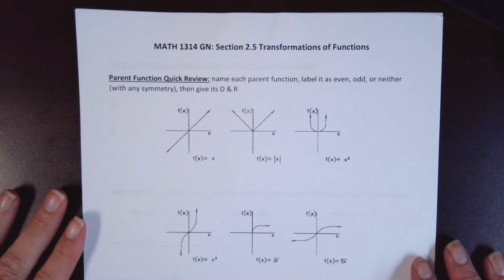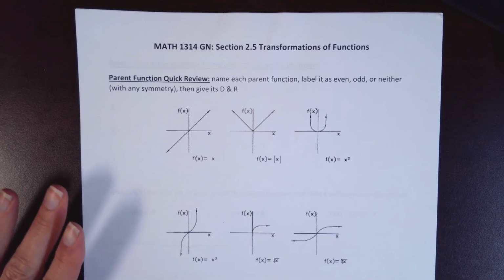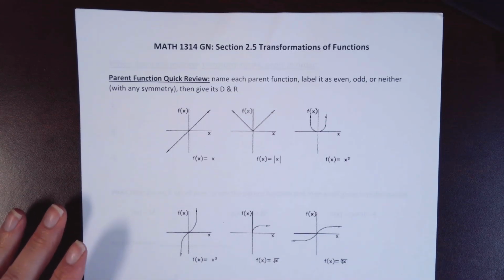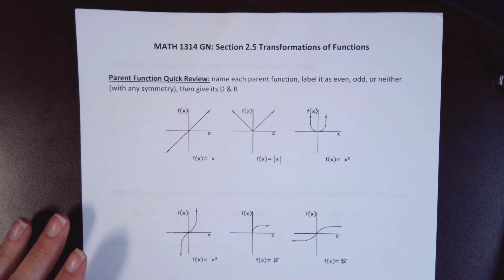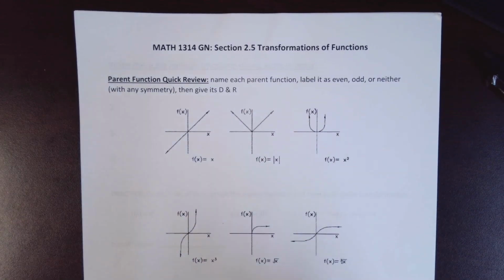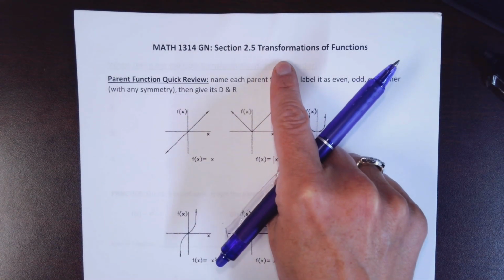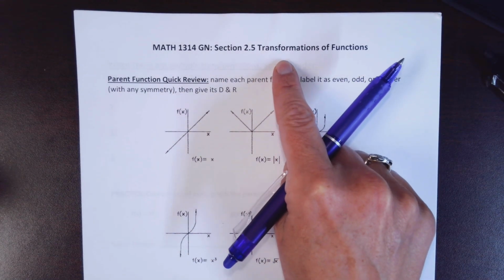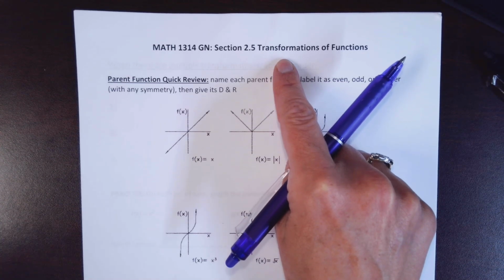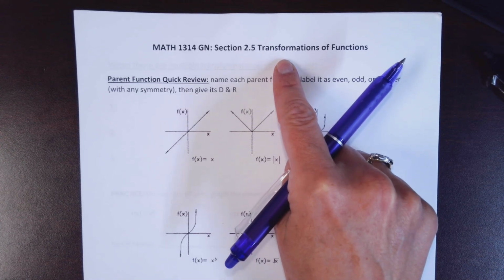Here we go with section 2.5. We are still focusing on our functions, our family of functions, in fact. We're going to fill out those families of functions by first reviewing the parent function and then moving on to talking about how to transform that parent function into any other graph function of that same type.